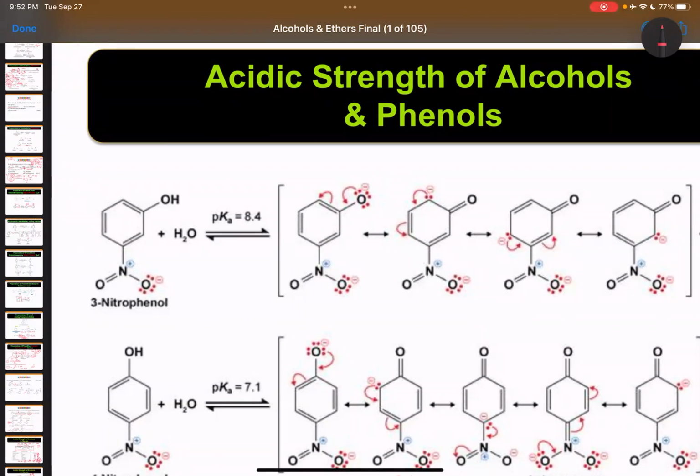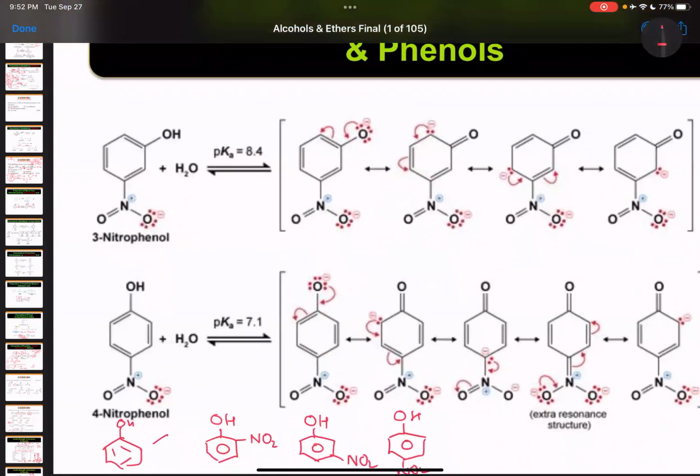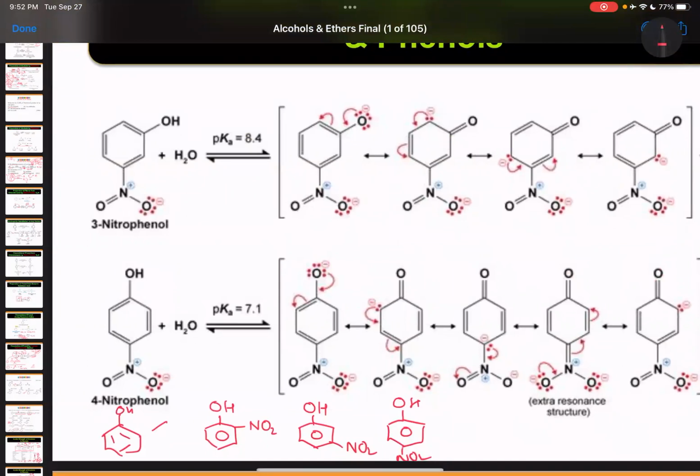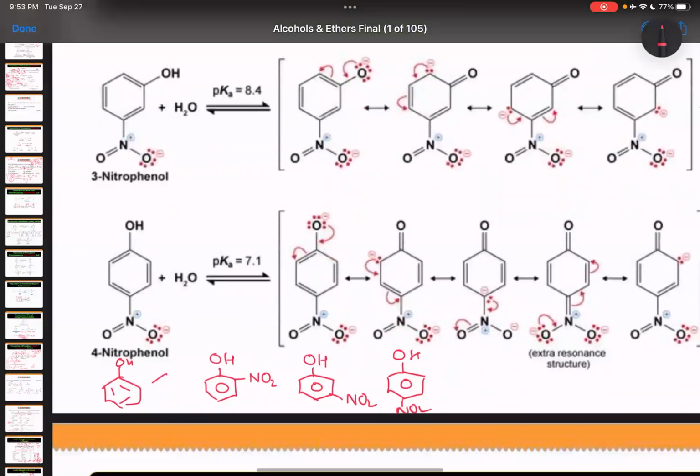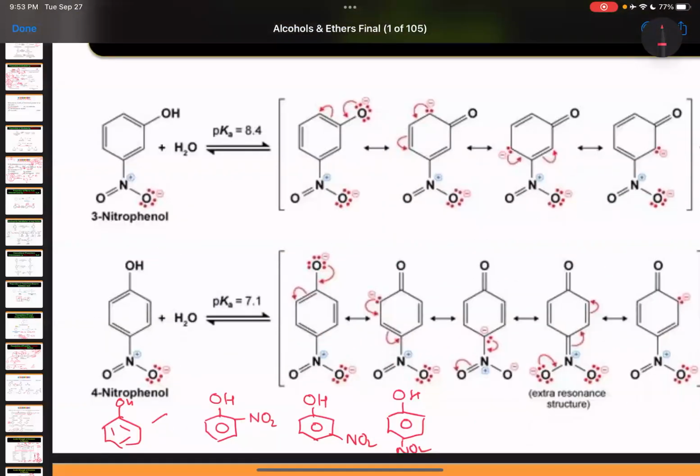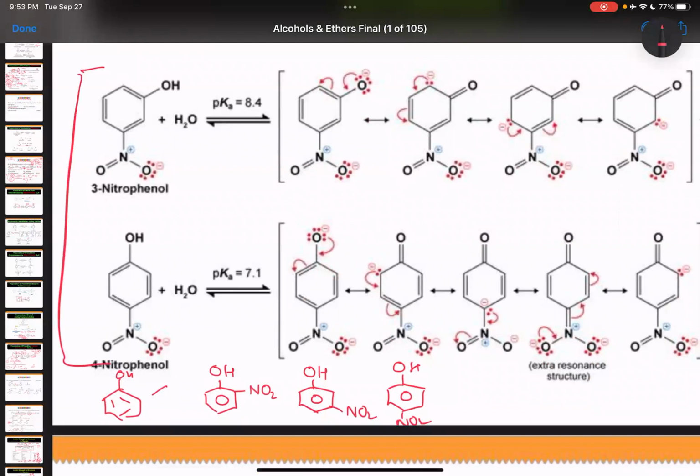But it is also important to see where the nitro group is placed with respect to the OH. So which nitrophenol is more acidic? First of all, tell me, will it be metanitrophenol or paranitrophenol? First, compare this one.